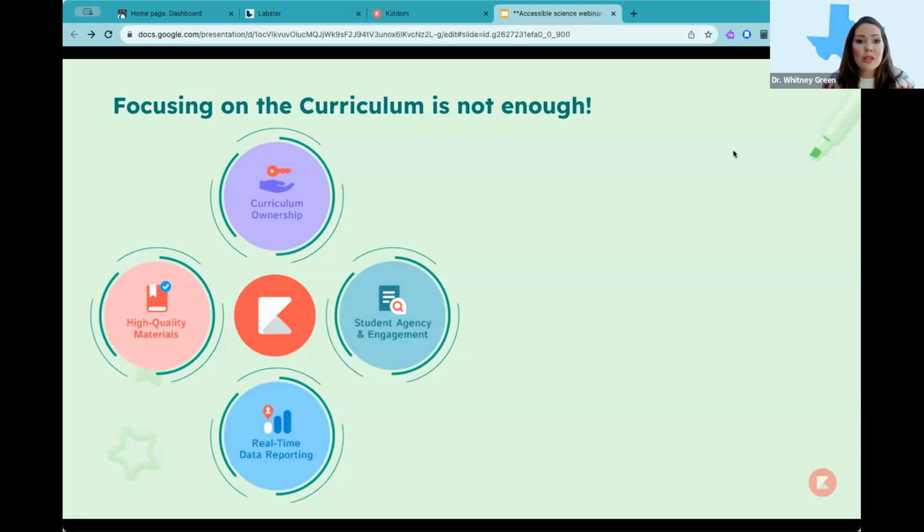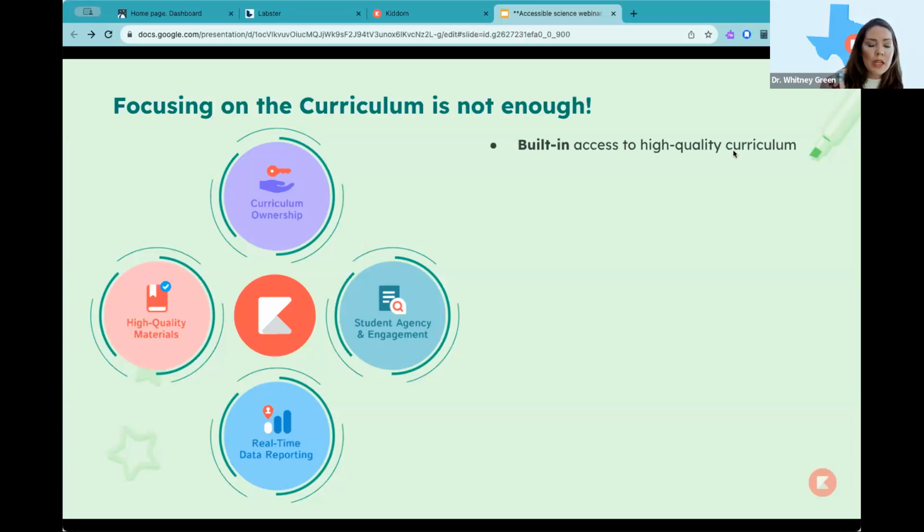And so Kiddom knows this. So they know that focusing on just the curriculum is not enough. We have to create opportunities to localize the curriculum and give teachers and administrators the opportunity to implement this curriculum in a way that works best for them within their schools and their classroom and to meet the needs of their communities. One thing I absolutely love about Texas is how community-based these districts are.